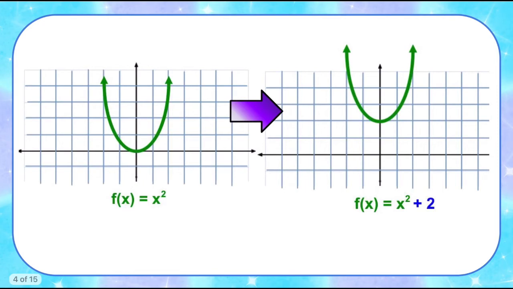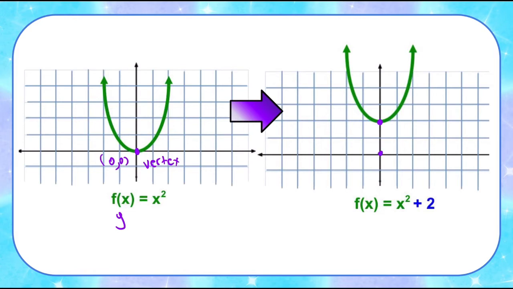So let's look at this parent function. y, or f of x, equals x squared. Remember, y and f of x are the same thing. So let's look at what happened. We had our vertex, which is the bottom point, right on the origin, which is at (0, 0). And then the vertex moved. How many units did it move, and in what direction?